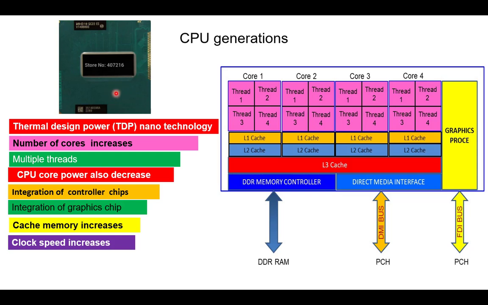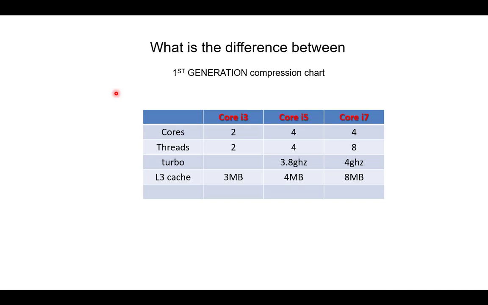So my dear friends, these are the changes made in the CPU generation to generation. So what is the difference between i3, i5 and i7 processors? Here is a first generation comparison chart of the CPU. The Core i3 processor has two cores, the i5 processor has four cores, and the i7 processor also has four cores. But for threads, the i3 processor has two threads, the i5 has four threads and the i7 has a total of 8 threads. So here the i7 overtakes. The i7 will be faster because it has 8 threads.